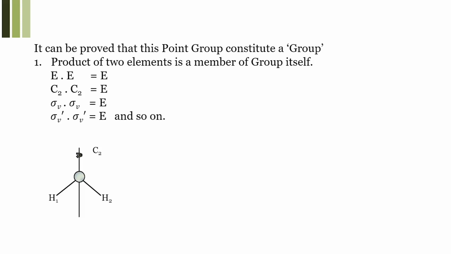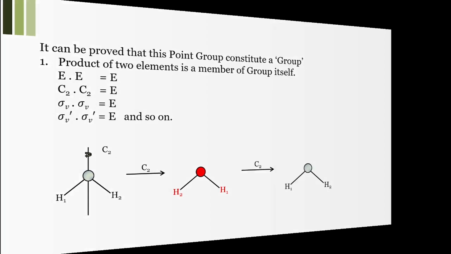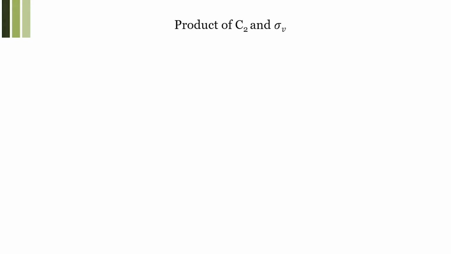Here we are trying to define C2 followed by C2. If we are rotating by 180 degrees, we get an inverted figure, followed by C2 again, we get the same thing. So C2 into C2 becomes identity. This is what we have tried to explain. But the interesting question is the product of C2 and sigma v, or sigma v and C2.